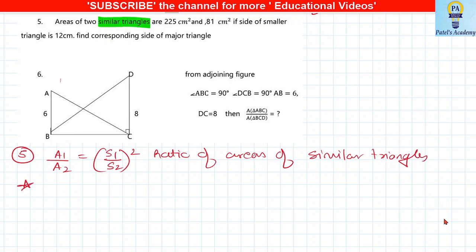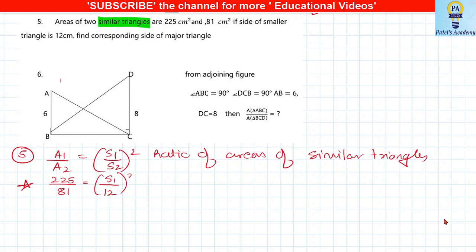They have given the areas, that is 225 upon 81 equal to, now read the question very properly. They have given that the side of the smaller triangle is 12. So when I say smaller triangle, out of the two areas A1 and A2, which is the smaller area? A2. So I'm going to write 12 in the denominator, because out of 225 and 81, the smaller is 81. If it was given the side of the bigger triangle, then I would have written 12 in the numerator.